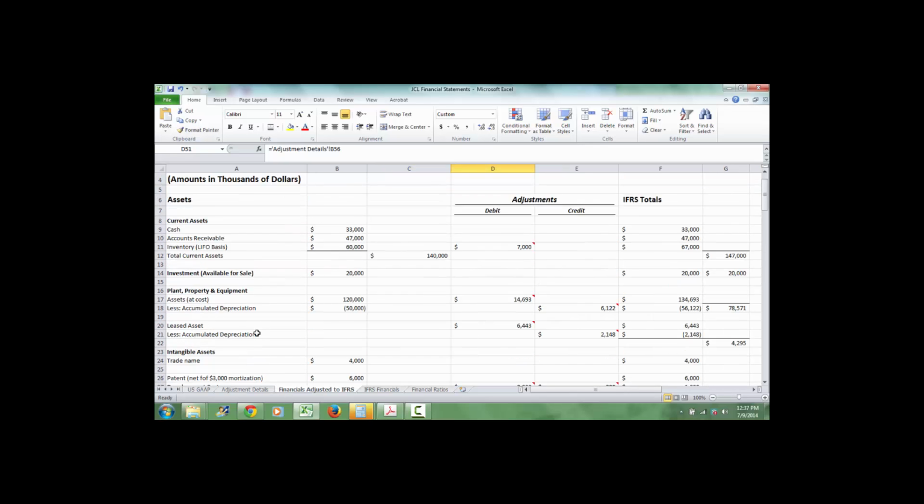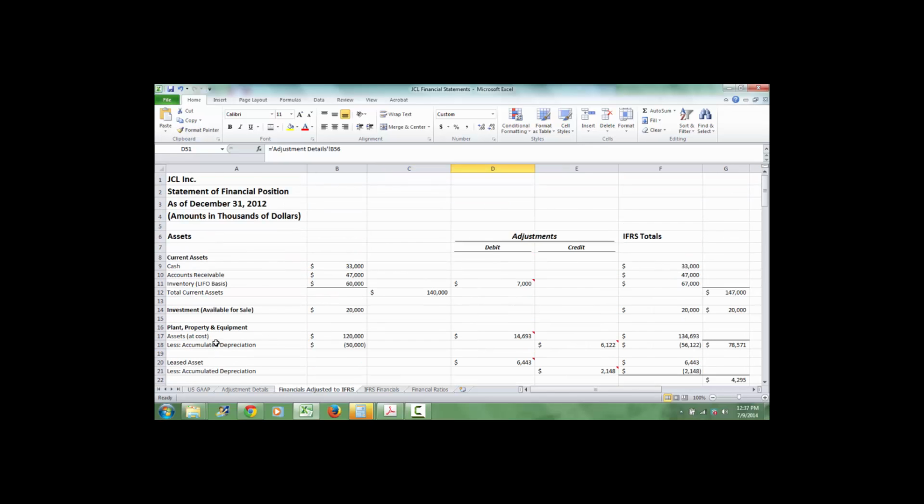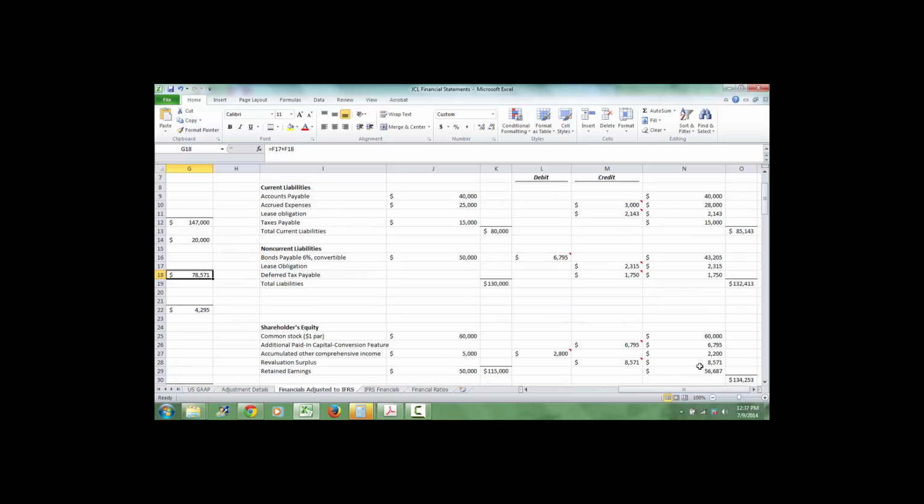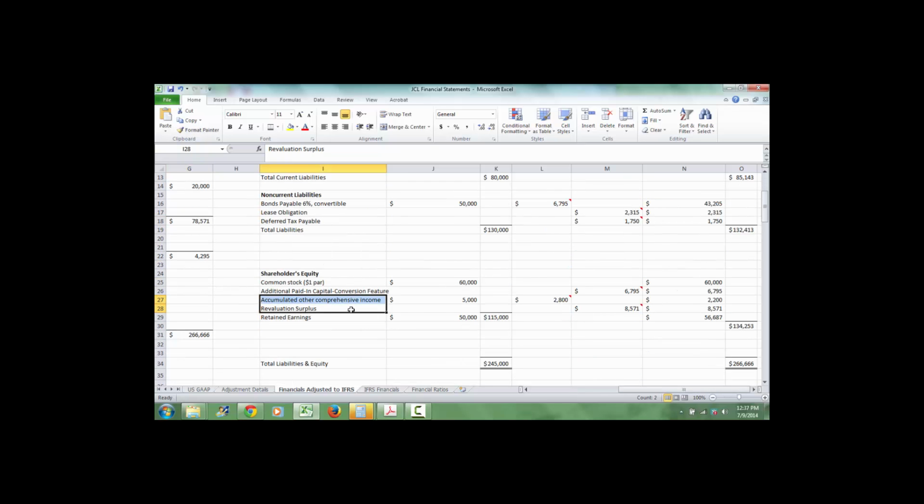So I'm going to go right up here, and I'm going to go to PP&E. It was 120 and accumulated was 50. Now we have an increase of 14,693,000 and 6,122,000 for our final net amounts, with a net of 78,571, which is fair market value. And then we will go over to the other comprehensive income. We call it revaluation surplus, and that is the 8,571,000.